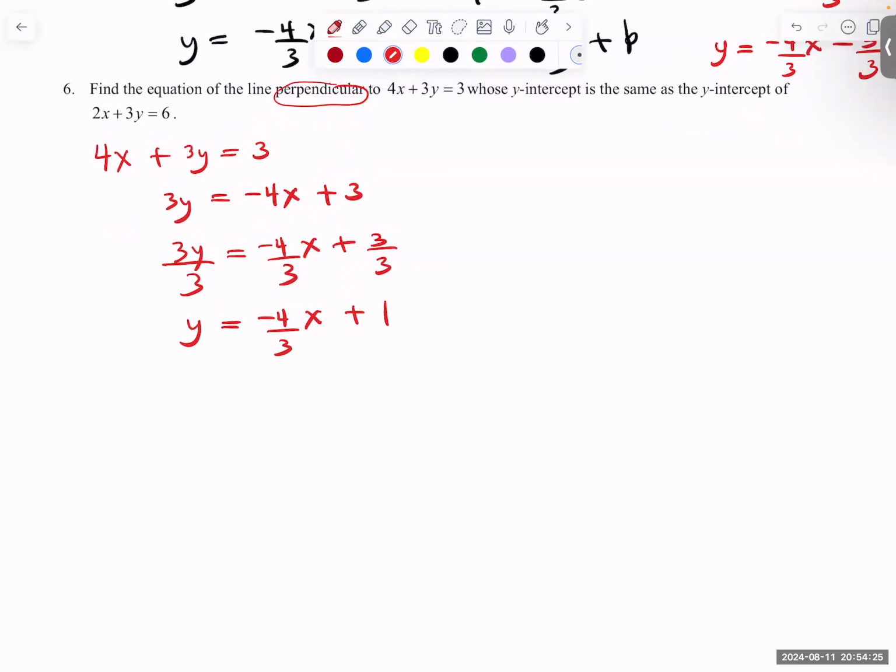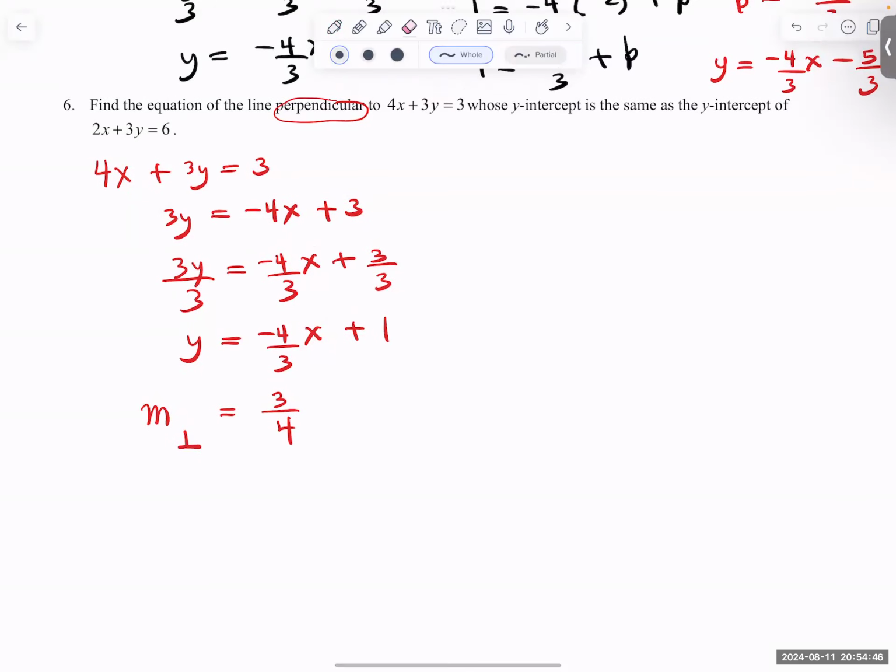Any line that's perpendicular has a slope that's the negative reciprocal. So the slope of any line perpendicular is going to be positive 3/4. So now we know the slope of this perpendicular line.